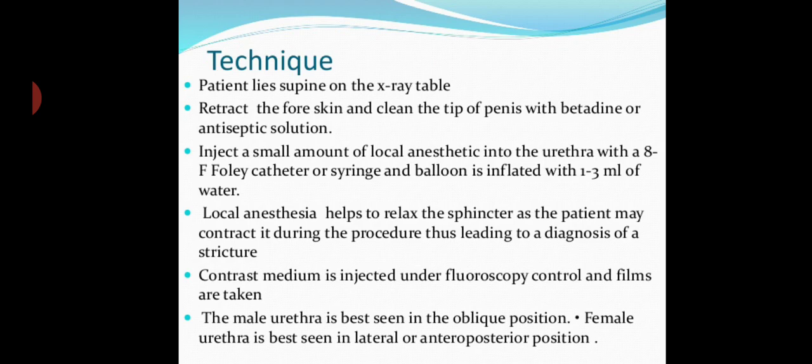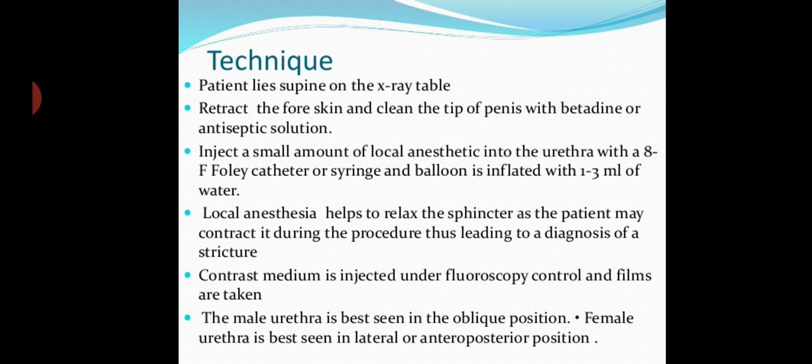Technique. Patient lies supine on the X-ray table. Retract the foreskin and clean the tip of the penis with betadine or antiseptic solution. Inject a small amount of local anesthesia into the urethra with a Foley catheter or syringe, and a balloon is inflated with 1 to 3 ml of water. Local anesthesia helps to relax the sphincter, as the patient may contract it during the procedure, thus leading to a false diagnosis of stricture.